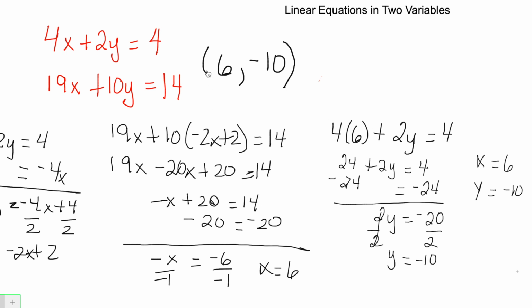That means if you plug in 6 for x in both equations, they both will balance, and their y's will be negative 10 for both equations. If you plug in 6 and negative 10, it will be true for both equations. All right, guys, keep practicing linear equations in two variables, and I'll see you in Desmos.